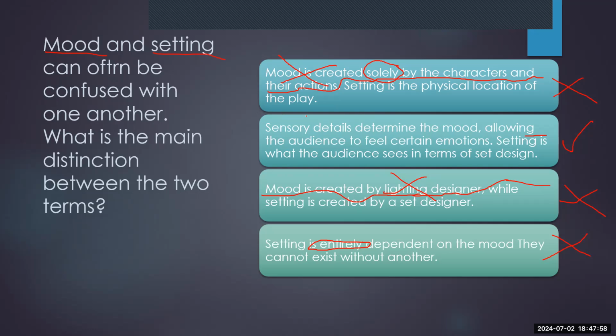All right, so we know that this one right here is going to be our correct choice. That our sensory details determine the mood and allow you to feel certain emotions. The setting is what the audience sees in terms of set design.